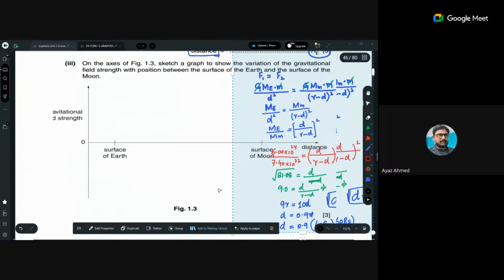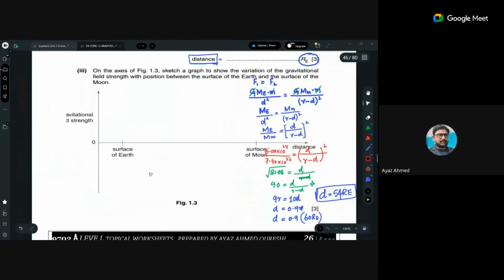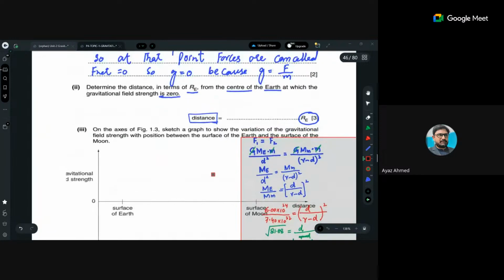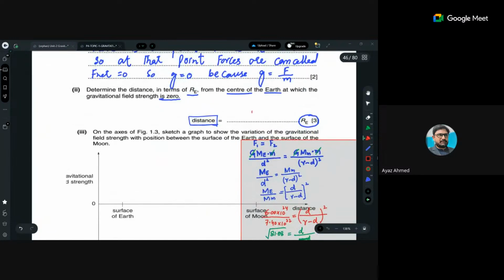Okay, is it clear to you? Yes, 54 RE. So you can just use that calculation for 3 marks. There will be a space given, don't worry about that. इतनी space कम नहीं होगी. So that is 54 RE. देखो, that answer is in the form of RE. It is not in terms of units.